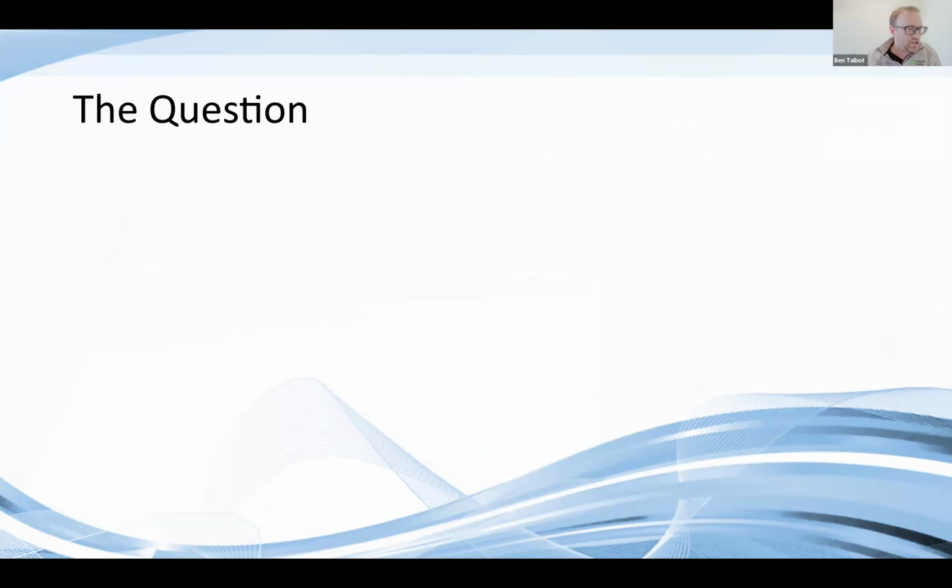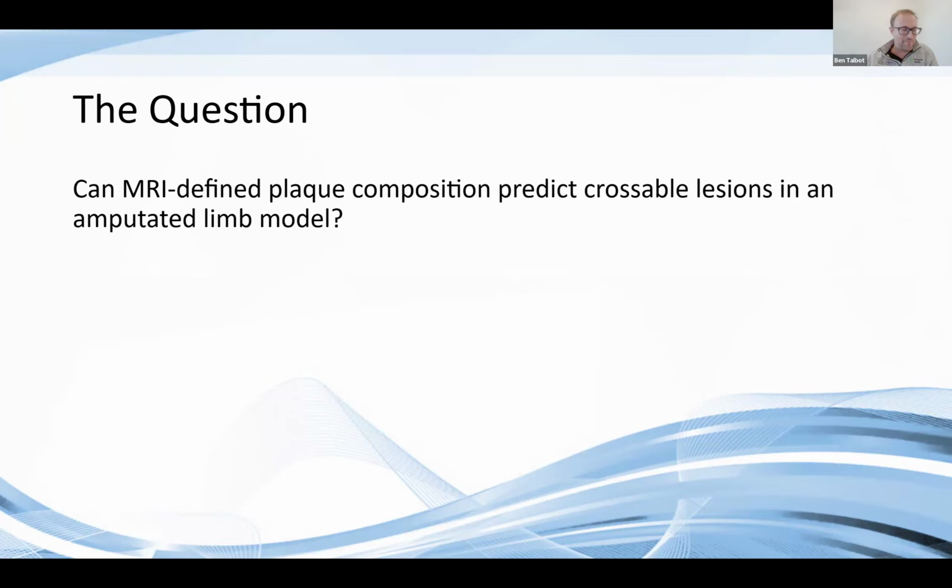So essentially, this is a question that's looking at whether the MRI-defined plaque morphology can predict guide wire crossing success in below-the-knee disease. The clinical question is very strong here. Certainly one of the biggest reasons for failure in below-the-knee interventions is simply not being able to cross the lesion. If we had some way of predicting a lesion's crossability, it certainly could give us huge advantage, has huge implications for how we approach endovascular limb salvage.